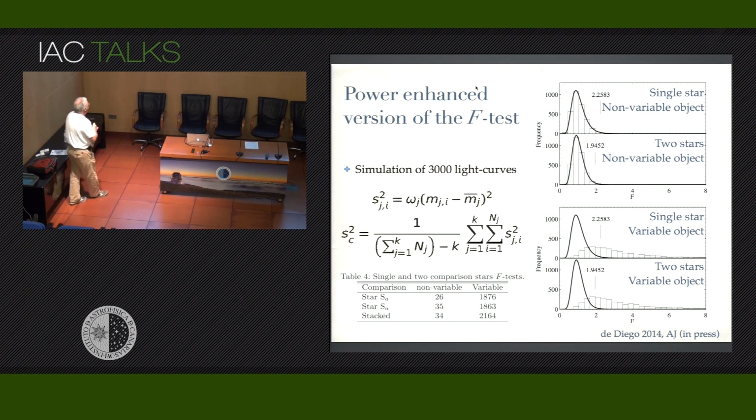At the 1% level of significance, you expect about 30 type 1 errors, which you have in all the cases, for one star, for the other star, or for these stacked 2 stars. And for the variable, you find 1,900, let's say, detections if you are using only 1 star, or more than 2,000 if you are using 2 stars. So this stacked or enhanced test has more power than the single F-test. In fact, with 2 stars, you have the same power as in the ANOVA with 1 star.